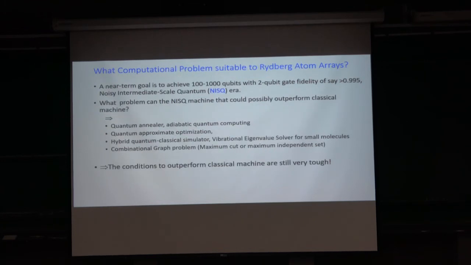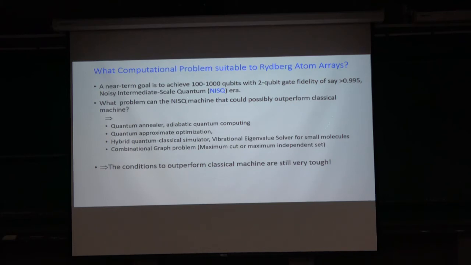And for all the platforms, without error correction and fault-tolerant computing, you cannot say it's a universal quantum computer yet. And people call this kind of regime the noisy intermediate-scale quantum device, the NISQ device.